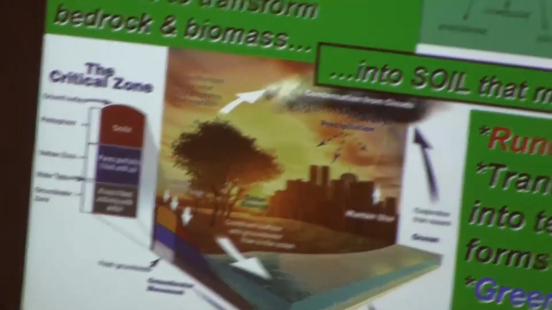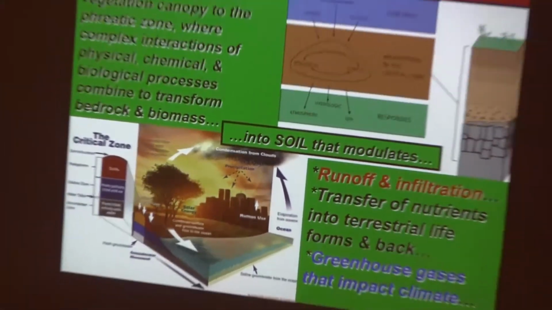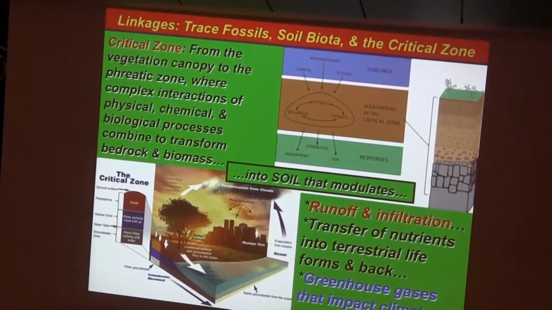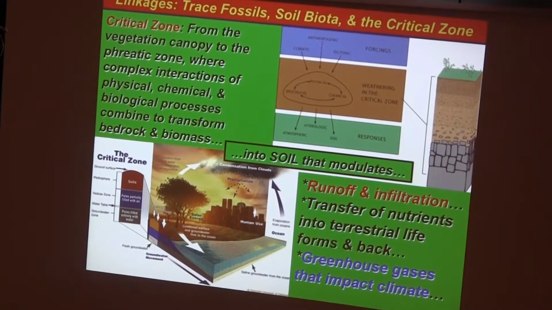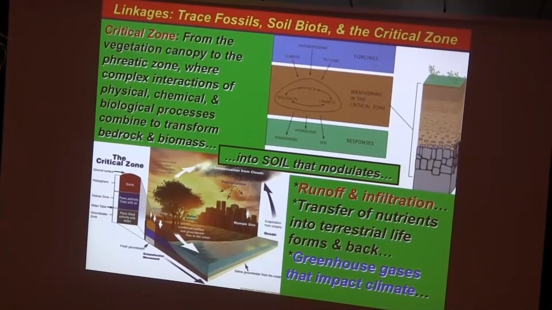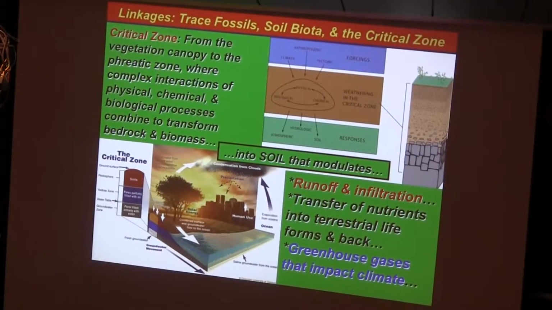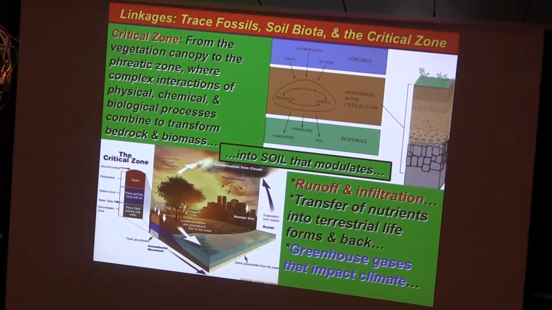And why should we care? Well, we worry today about our critical zone. The National Research Council, instead of talking about soils, said this is actually really important. This is the critical zone of the earth. So from the top of the canopy of vegetation down to the groundwater table, the phreatic zone, that's the critical zone where these complex interactions that are physical, chemical, and biological take place and transform not only the biomass, but the physical material into soils.